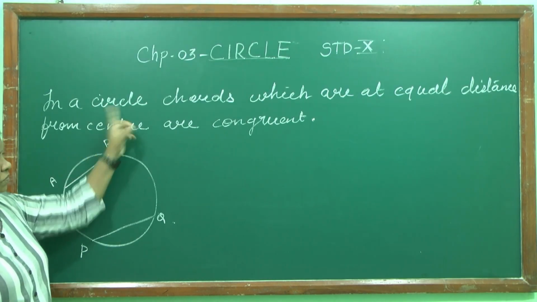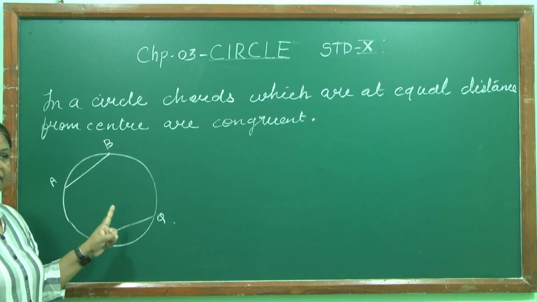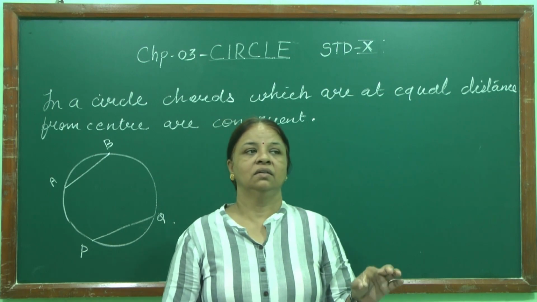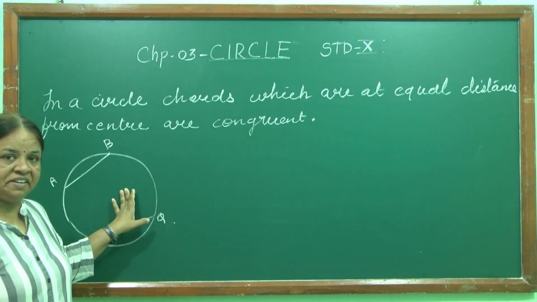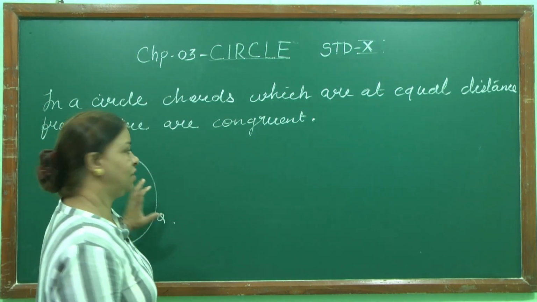In a circle, the chords which are at equal distance from the center are congruent. This is there in 9th standard. In detail you will be getting in the 9th standard video how to prove it. It is just a revision.